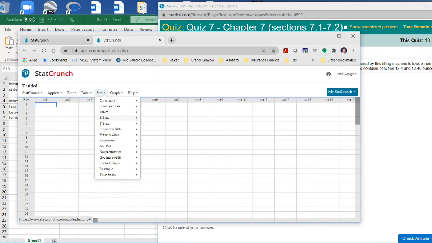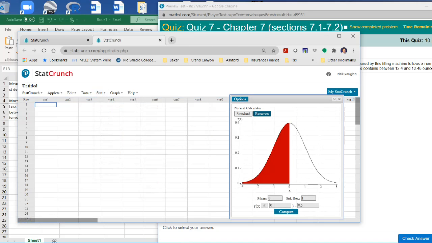And so, if I wanted to do one of these problems, and let's just look at the same problem using Statcrunch instead of Excel, then I go to this window and I'm going to try to look for that normal distribution. So I'm just going to scroll through the menus here and look for the normal distribution. Okay, the Z-stats, summary stats, tables, calculators. Okay, calculators, normal. Okay, here's a normal calculator. All right, so now I can choose between standard or between. And on this particular problem, I want between. So I'm going to make sure that I clicked over to between.